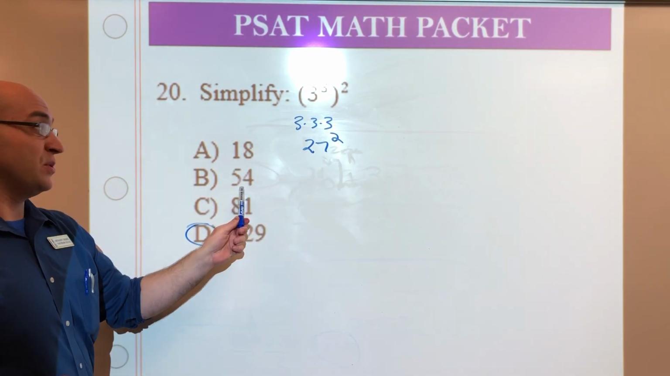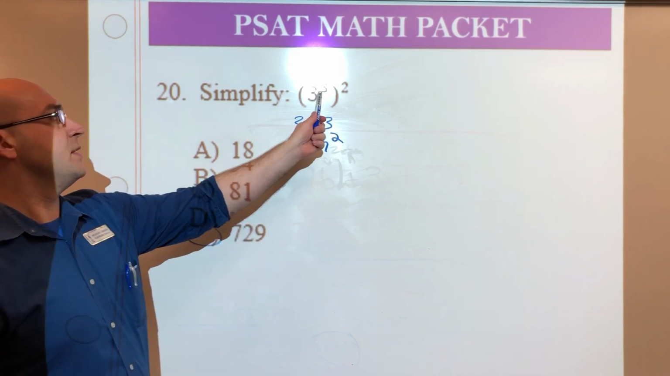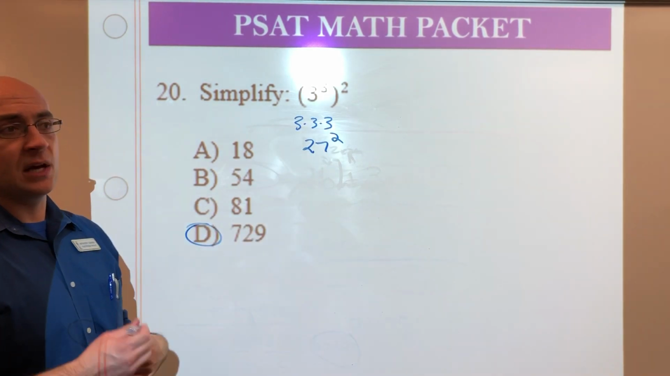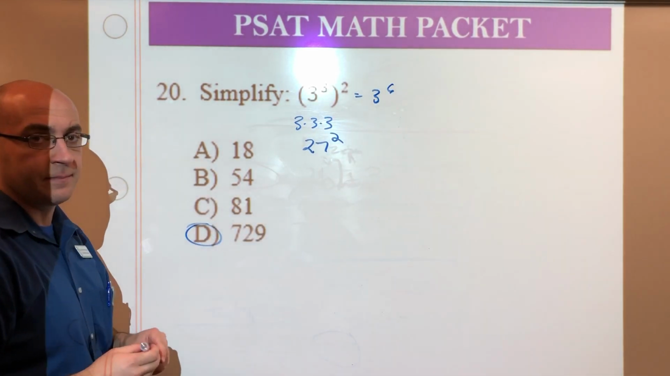Not 27 times 2. No, no, no. The other way you can do this is I can multiply those exponents because of the power to a power rule. So this would be 3 to the 6th power, which is also 729.